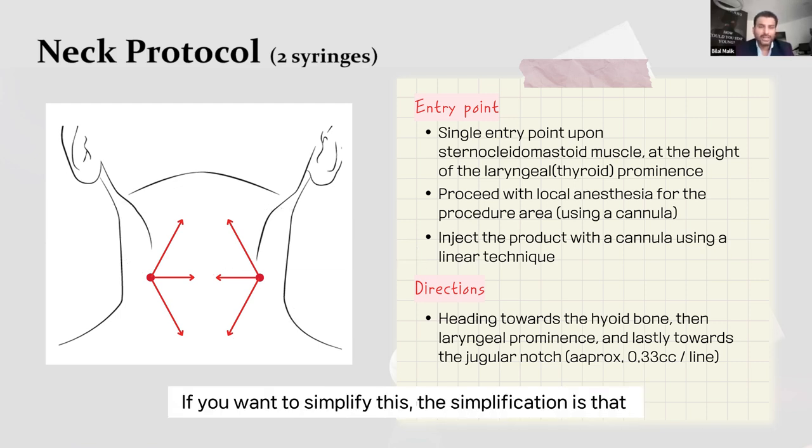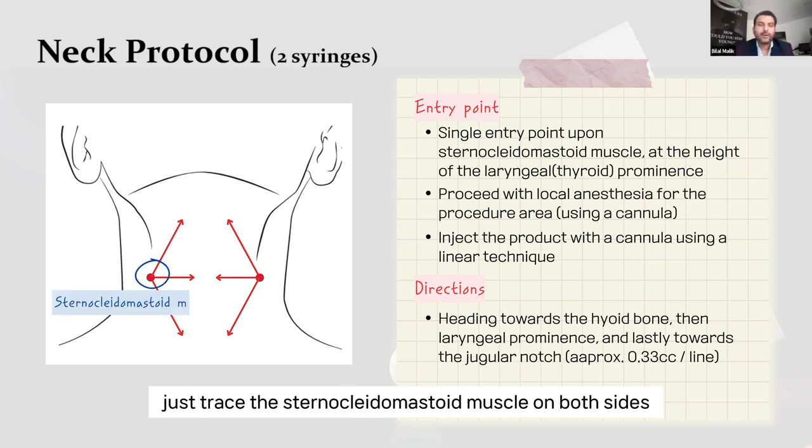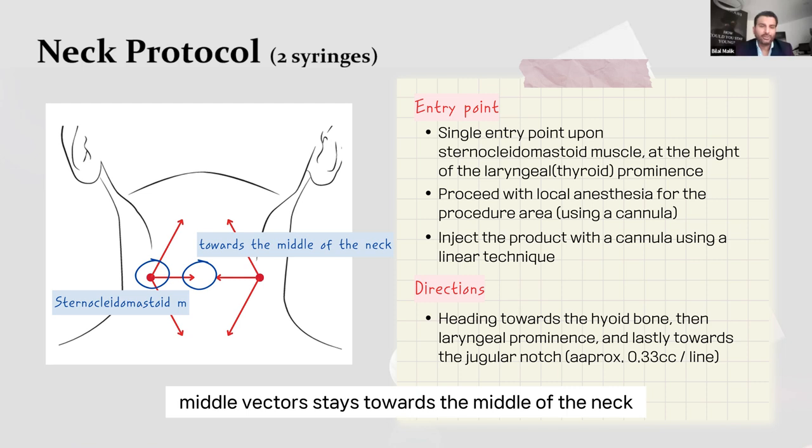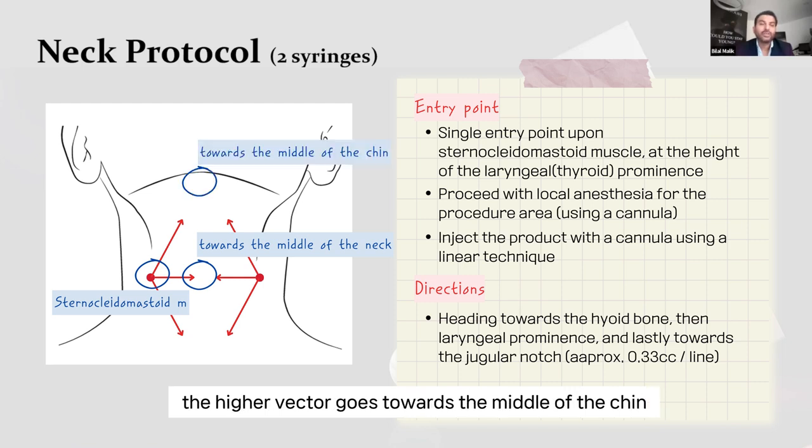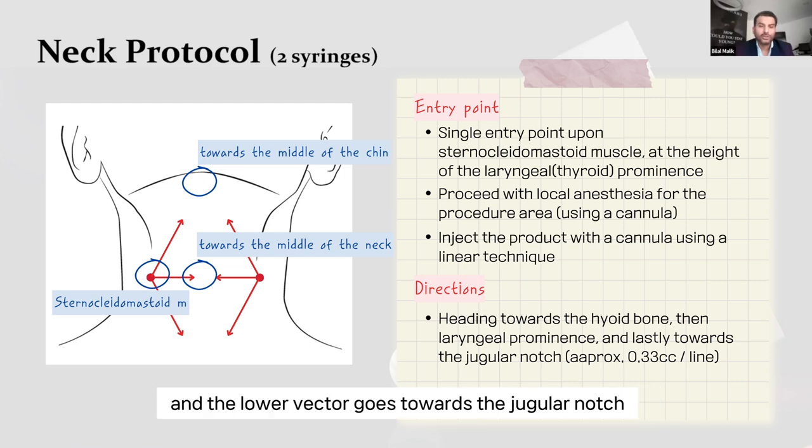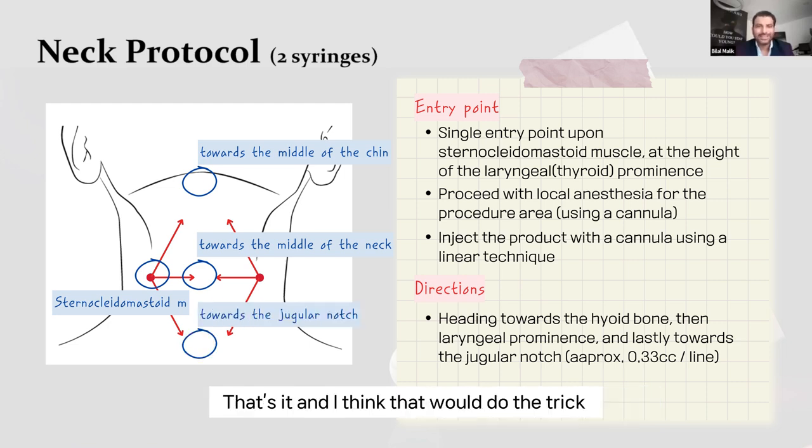If you want to simplify this, the simplification is this, that just trace the sternocleidomastoid muscles on both sides, mark somewhere in the mid of the neck, and the middle vector stays towards the middle of the neck, the higher vector goes towards the mid of the chin, and the low vector goes towards the notch. That's it. And I think that would do the trick.